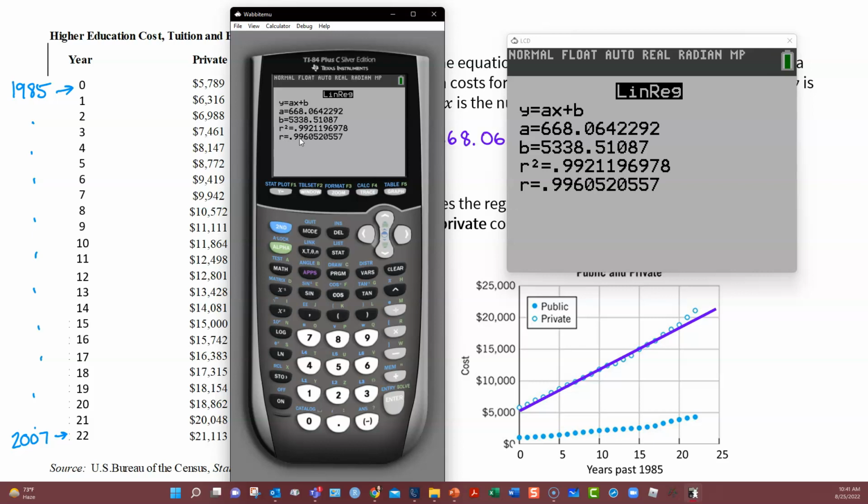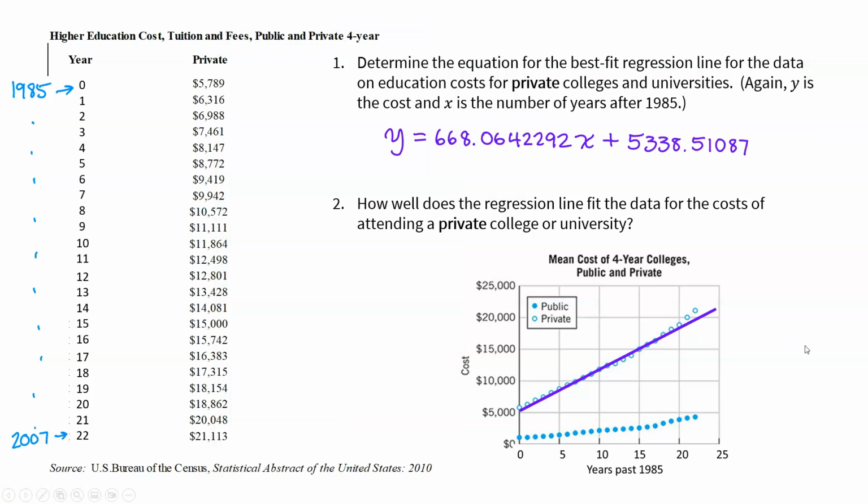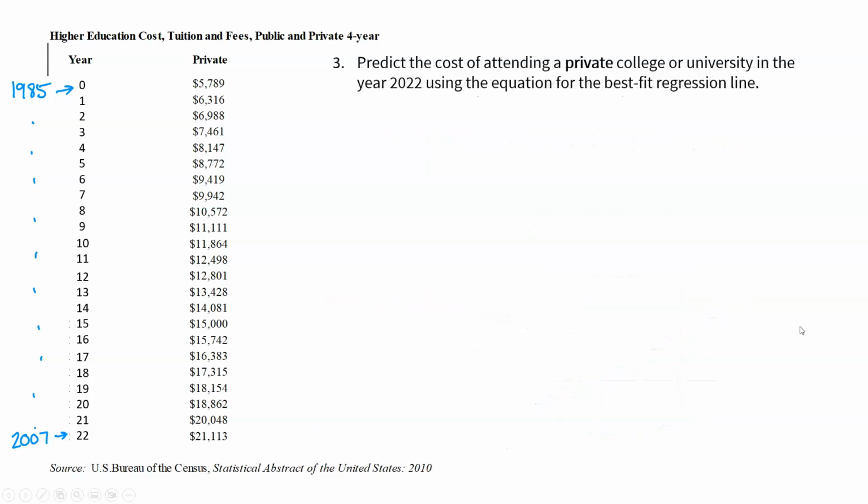And also, if I go back, my R value is 0.99605. That's really close to being 1. And as discussed before, because it's that close to 1, it's a pretty strong correlation. That means that I would expect any prediction that this equation makes to be fairly accurate. And so that's what I'm going to do here.